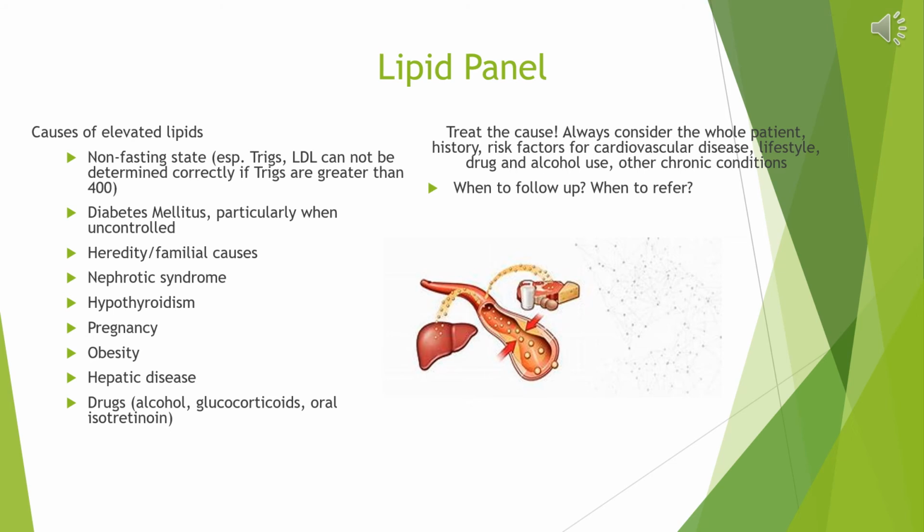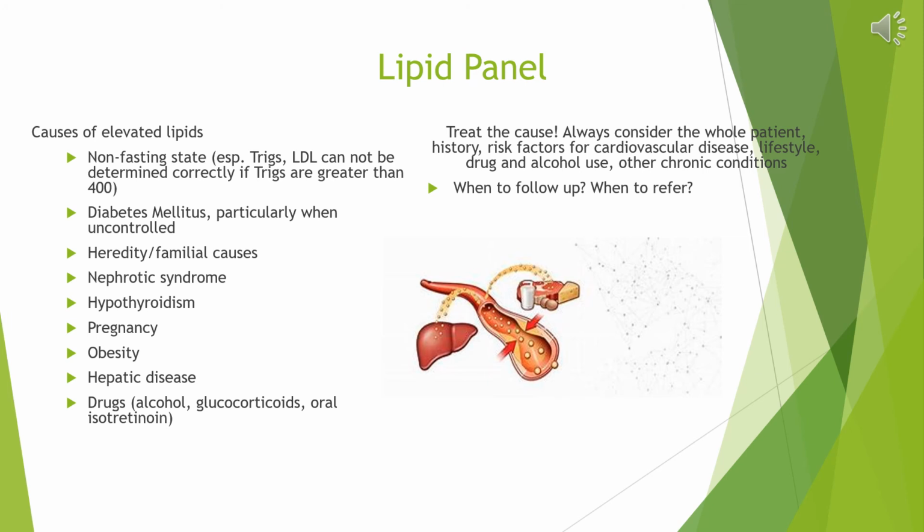You'll see an increase in LDL in diabetes mellitus, particularly when patients are uncontrolled. It could be heredity, it could be familial hyperlipidemia. In nephrotic syndrome, you're going to have an increase. Hypothyroidism, those patients tend to have a little elevation, a little to a lot. Pregnancy, the lipids can go up. Obesity, hepatic diseases, drugs can cause the lipid panel to increase.